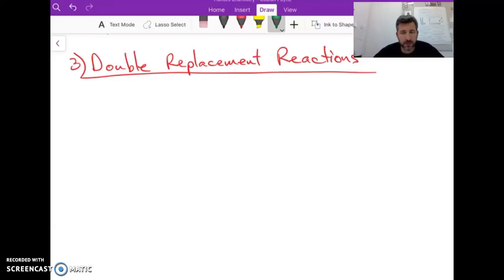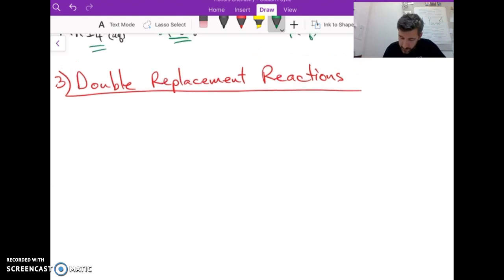Okay, so double replacement reactions. This is going to involve two compounds this time. Unlike single replacement reaction, which was an element in the compound, this is going to be two compounds. So let me just kind of give you the form of it.